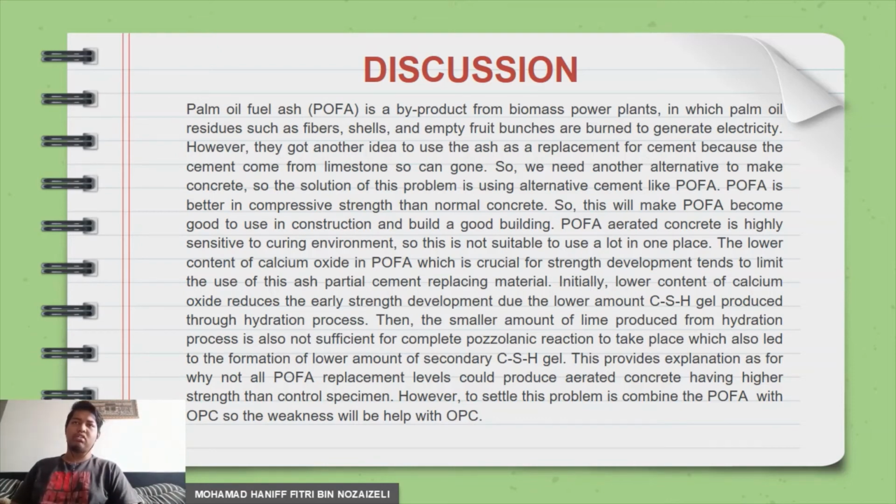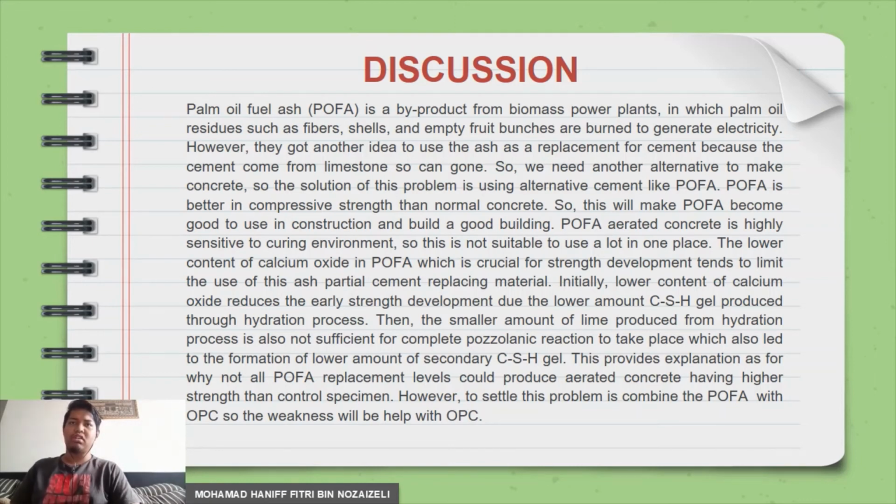POFA concrete is highly sensitive to the current environment. So it is not suitable to use a lot in one place. The lower content of calcium oxide in POFA, which is crucial for strength development, tends to limit its use as a partial cement replacement material.